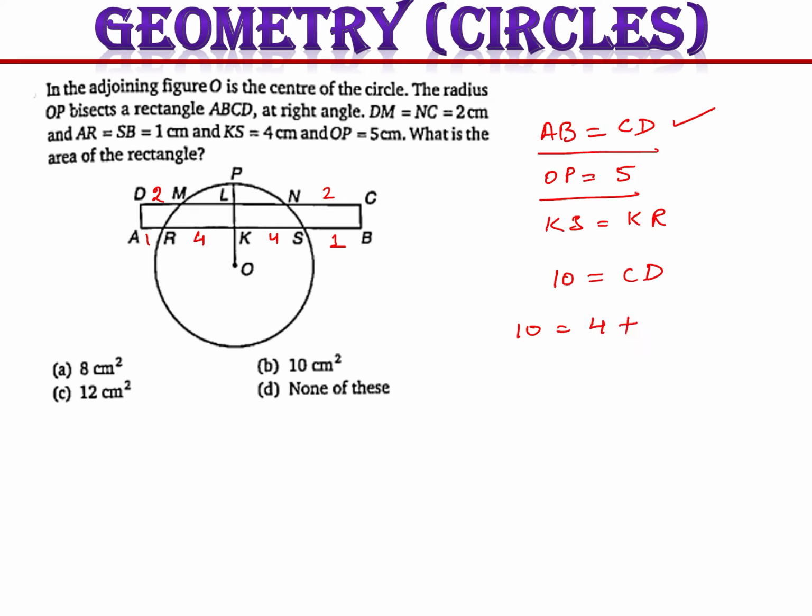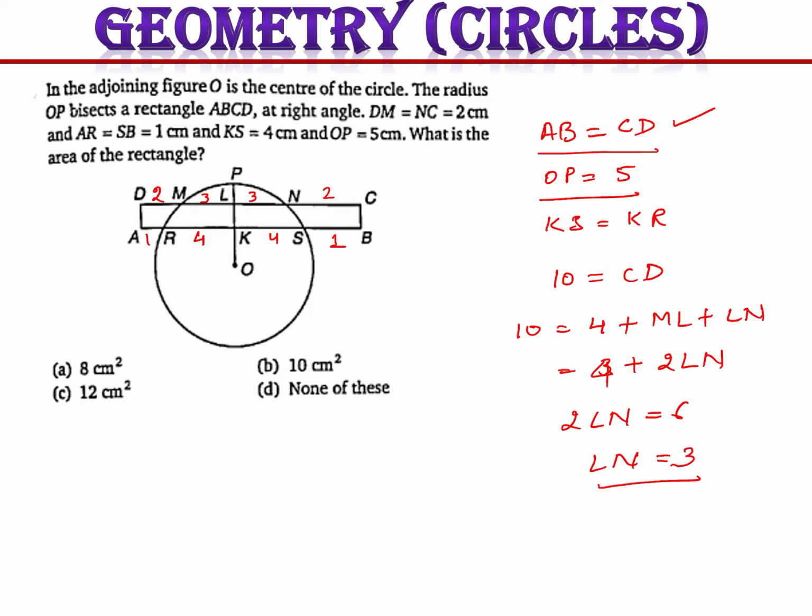4 and ML plus LN. Again these two are also equal. So 4 plus twice of LN. So twice of LN is equal to 6. So LN is equal to 3. So here we get that LN will be equal to 3. Similarly, ML will also be equal to 3.